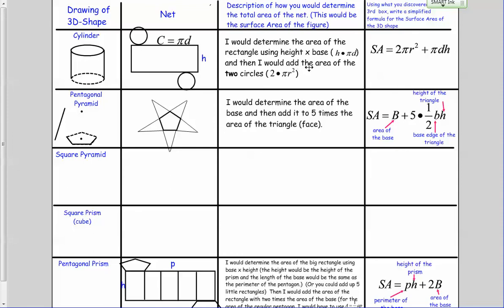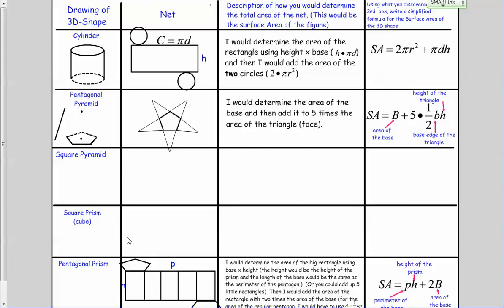And then I would add the area of two circles. So these two circles, which would be pi r squared. The last thing you guys are going to take a look at is you're going to go through and try and write a formula based on the information that you just gathered right here. And so I said, okay, if I'm going to use the pi times diameter times the height, that would be my area right there of my rectangle, plus 2 times the two circles.